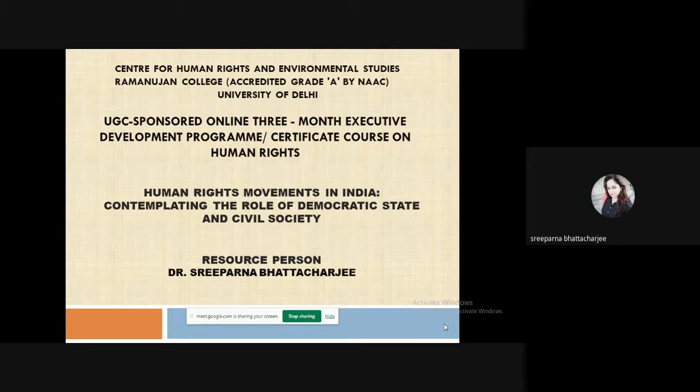So, the title of today's lecture is Human Rights Movements in India, Contemplating the Role of Democratic State and Society. Here we would try to look into how human rights movements have been shaped by people's movements, because democracy is a form of government which is of the people, by the people, and for the people.